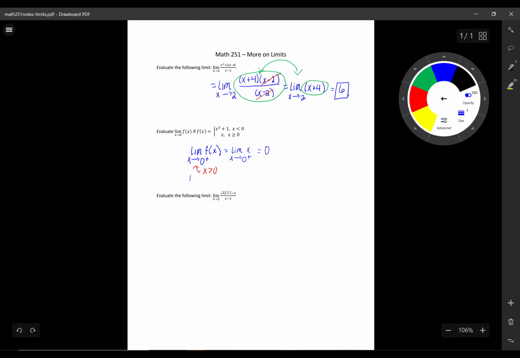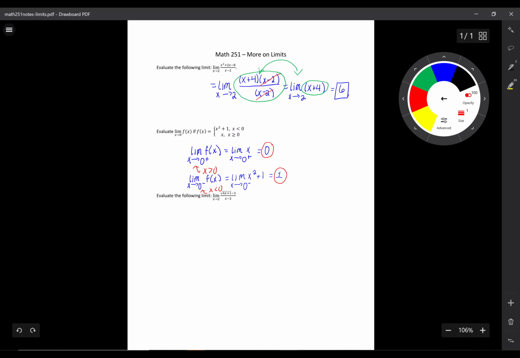If I look at the other side, the limit as x approaches 0 from the left, well, this means that our x values are slightly less than 0, which means that I will be on my first piece here. So this will be the same thing as the limit as x approaches 0 from the left of x squared plus 1. And if I plug in 0 here, I will get 0 squared plus 1, which is equal to 1. So this shows me that I have a different right-sided limit than I do a left-sided limit.